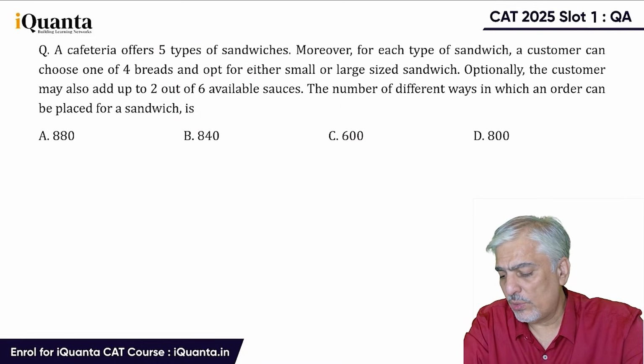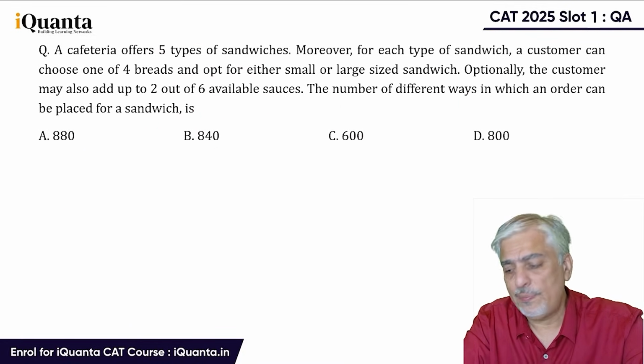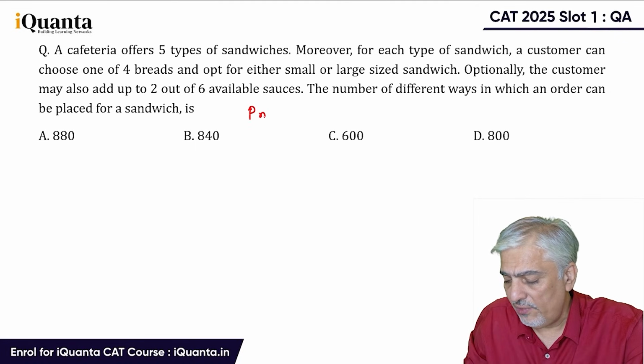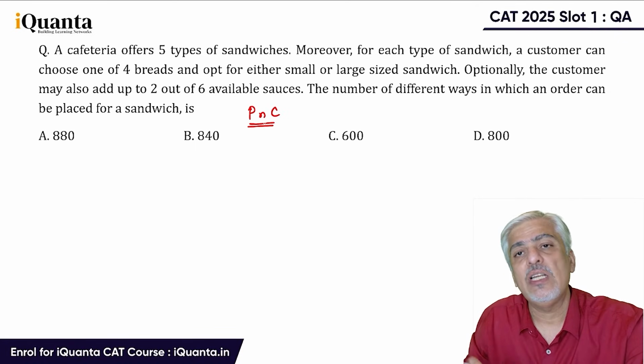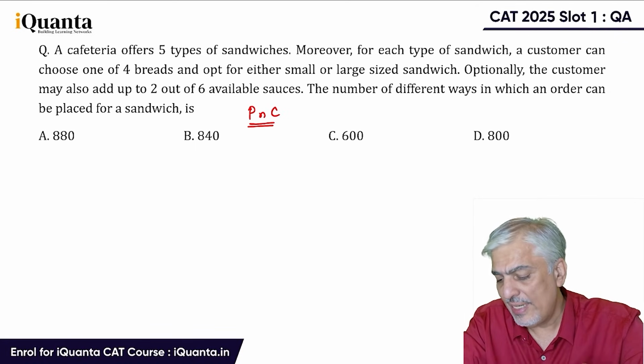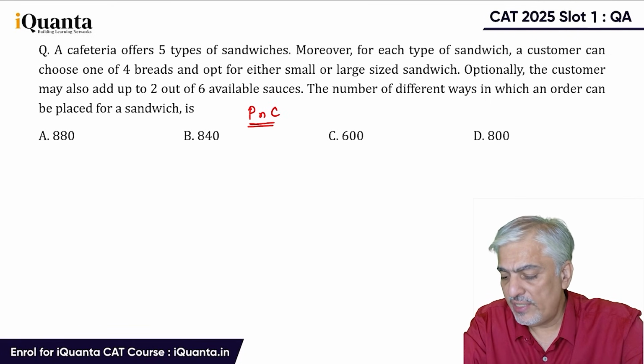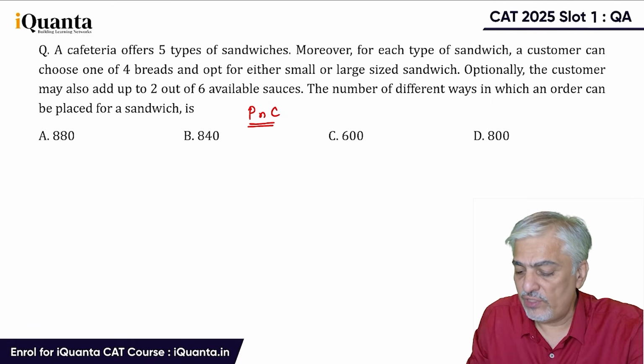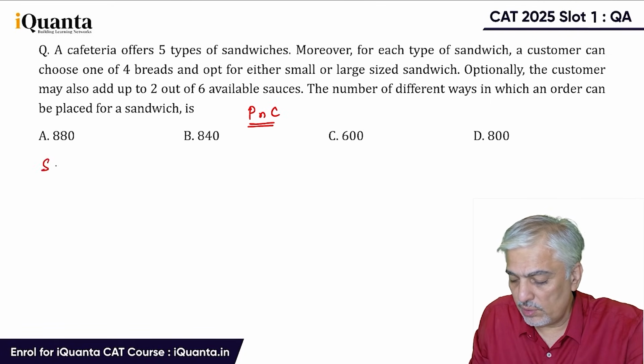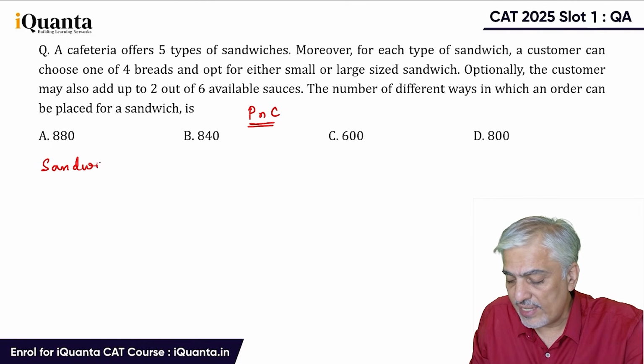Let's have a look at the next question. Okay, the topic is PNC, which itself will kind of make it a B or a C for a lot of students. But let's see what it is. A cafeteria offers 5 types of sandwiches. So the types of sandwiches which it has is 5.